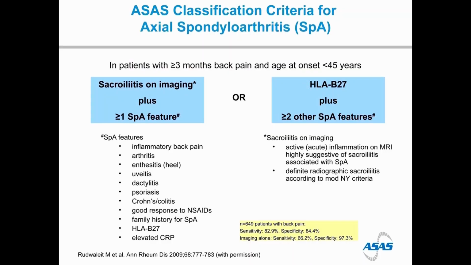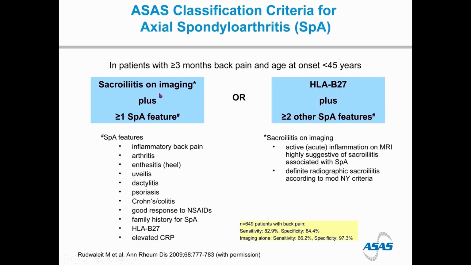Now, the ASAS classification criterion. We talked about ASAS as Assessment of Spondylitis International Society. Their criteria actually doesn't use the word ankylosing spondylitis. They classify this as axial spondyloarthritis, and we're going to see how that differs from peripheral spondyloarthritis when we talk about other conditions. They do require the patient to have at least 3 months of back pain, so it's not something that just started, and to be less than 45 years old.